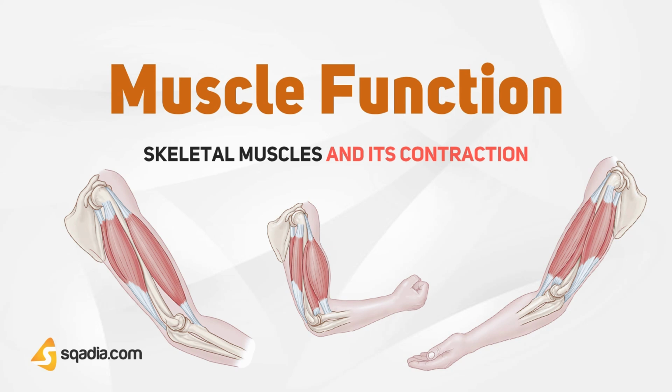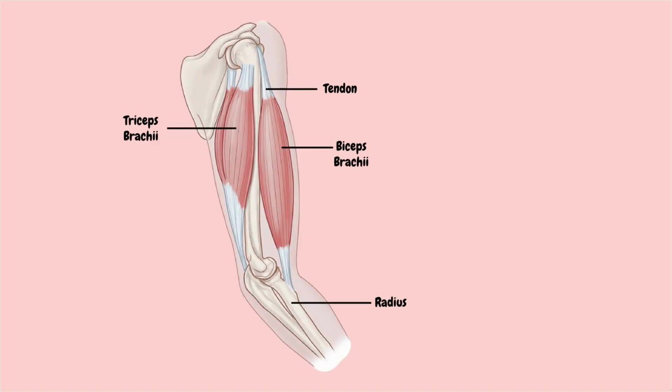In this section, we will talk about the muscle function. Well, the role of a muscle is to move a body part. Each end of most skeletal muscles adheres to a different bone. The contraction of the muscle causes one bone to move, while the other remains relatively still.